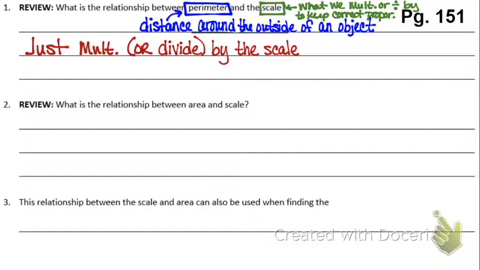The relationship between area and scale. When I'm talking about area, what does that mean? It's what? The space inside an object. What type of object? Any object?